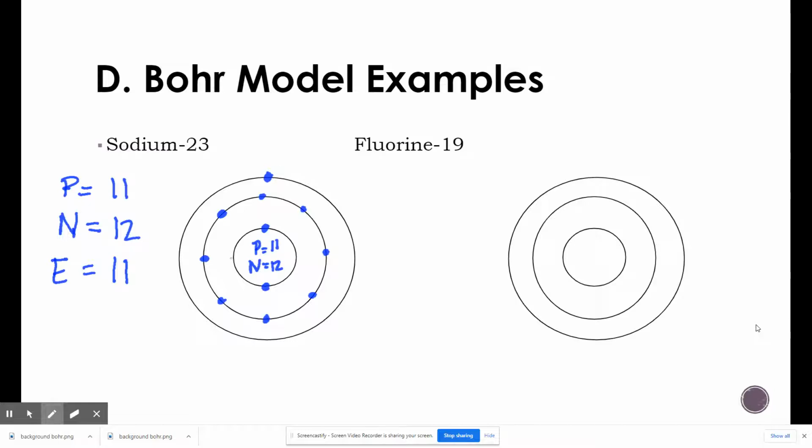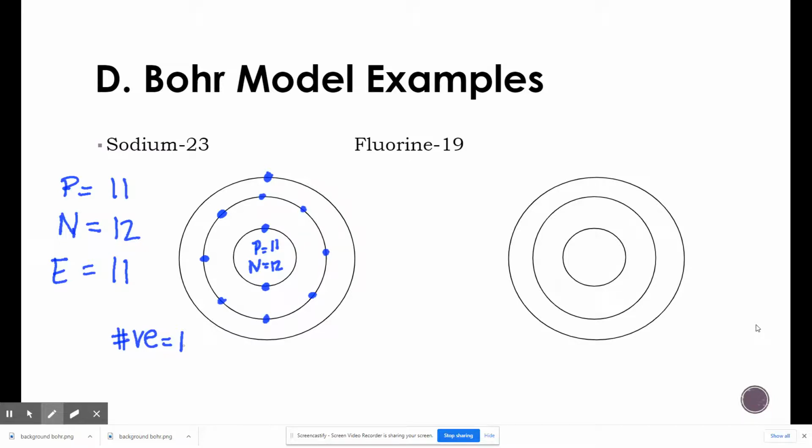So in my first circle, I have 2 electrons. In my second circle, I have up to 8 electrons. In my third circle, I have up to 18 electrons, but I only have 1 to place. There are 11 total electrons here for sodium. If I asked you the number of valence electrons, which are on the outside, there is 1 electron on the outside.